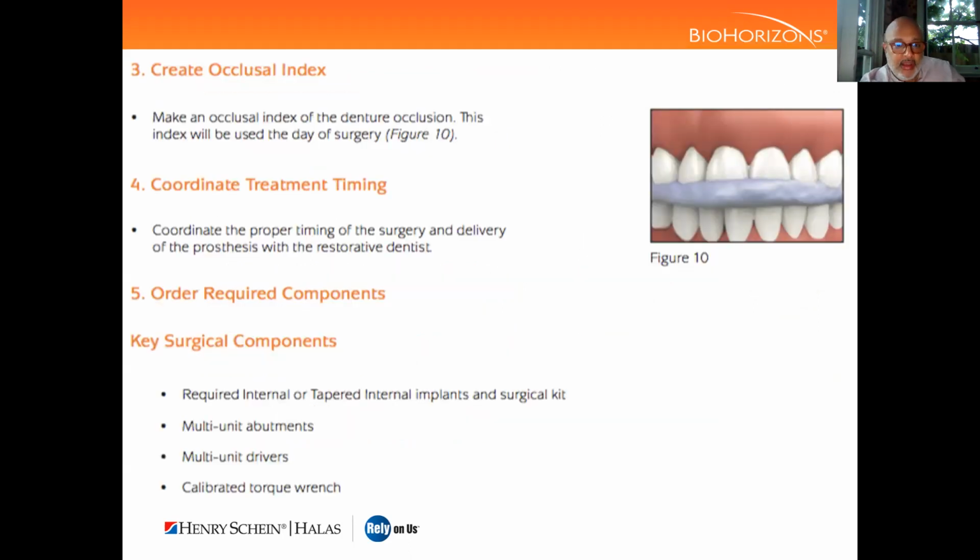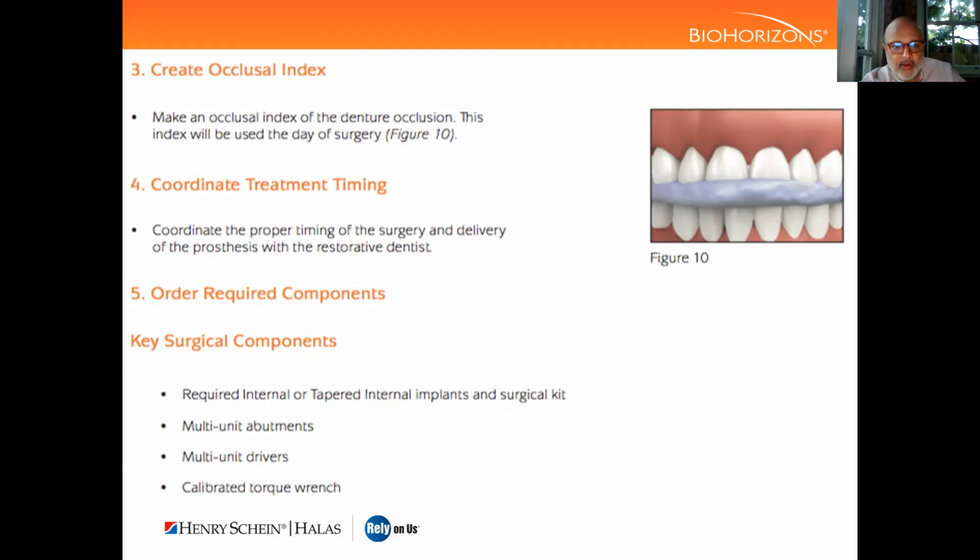So to make an occlusal index, coordinate the proper time of the surgery and delivery of the prosthesis with the restorative dentist. I don't split my surgery and restorative to a prosthodontist. I try and do everything myself. If I know where the implants will be placed and I'll be planning for the prosthesis backwards, then the best person to do it is a person that's seeing the overall picture.